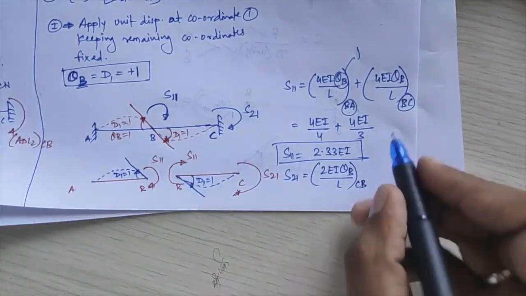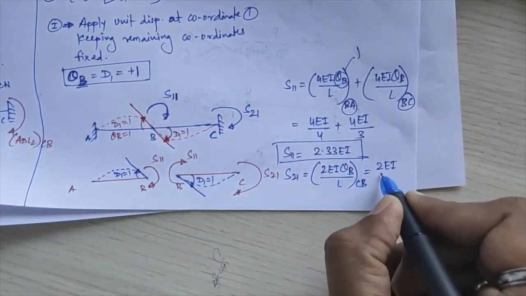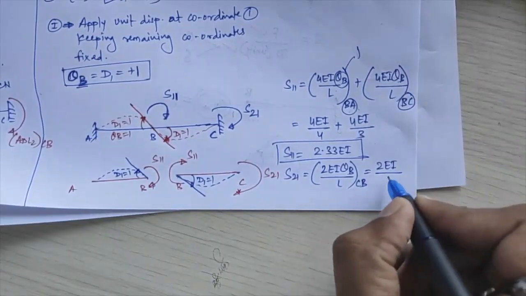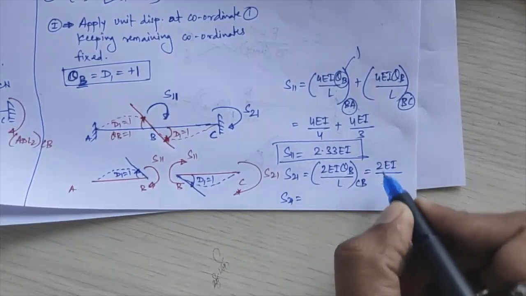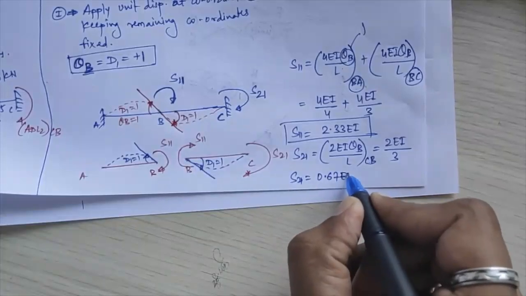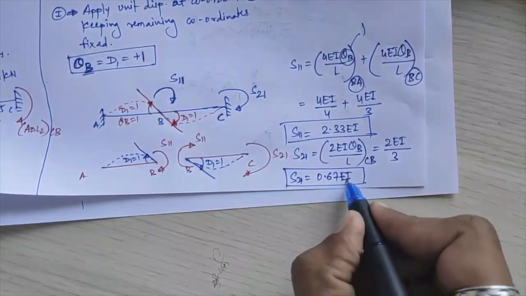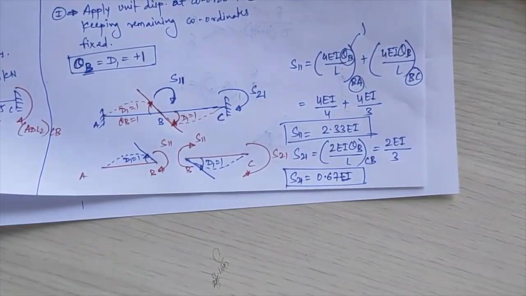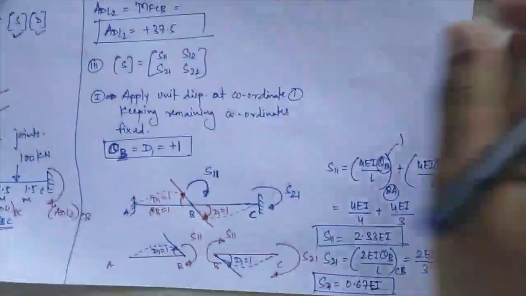So if I substitute these values again, this I'll get as 2 EI theta B, which is again 1, divided by L of CB, that is your 3. So S of 21 I'll get as 2 by 3, that is 0.67 of EI. Right, so S of 11 I have got, S of 21 I have got.